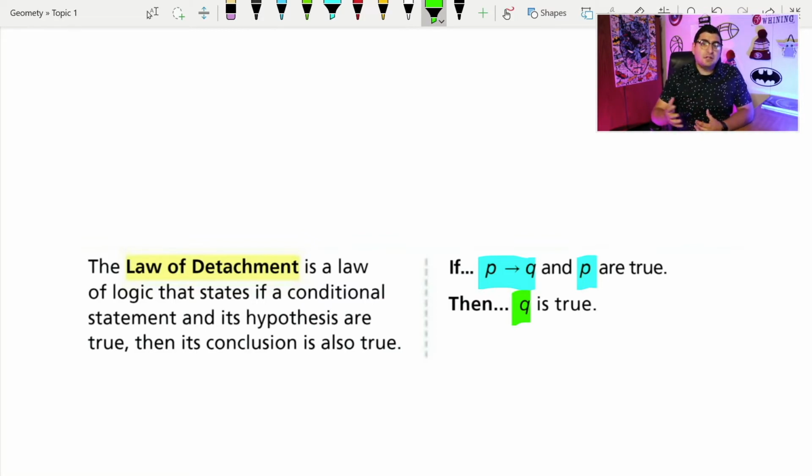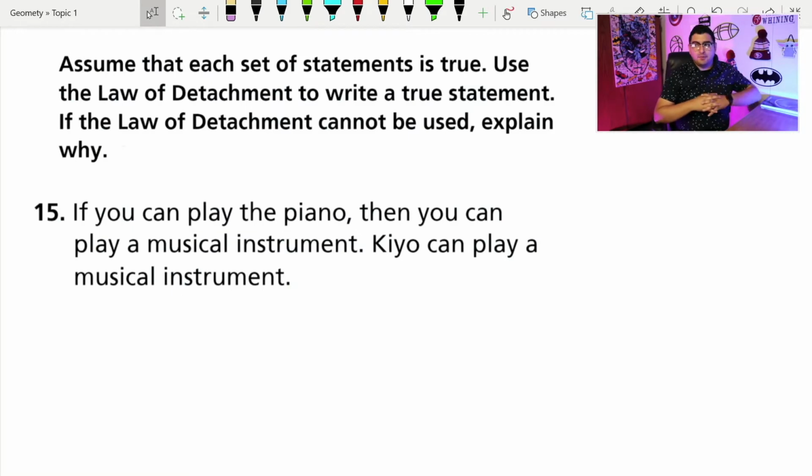So now let's go ahead and look at an example, and we're going to decide whether or not we can use the law of detachment. Let's look at this first example. Let's read the instructions. It says, assume that each set of statements is true. Use the law of detachment to write a true statement. If the law of detachment cannot be used, explain why.